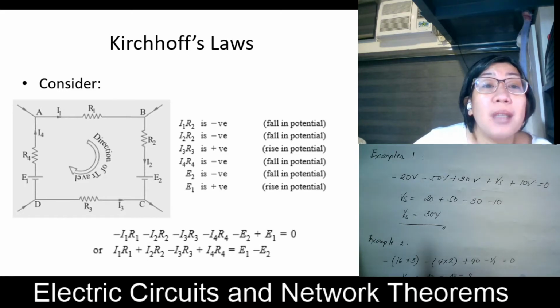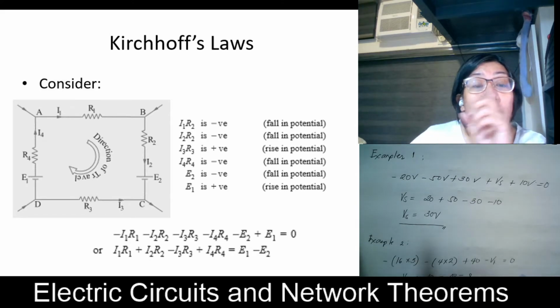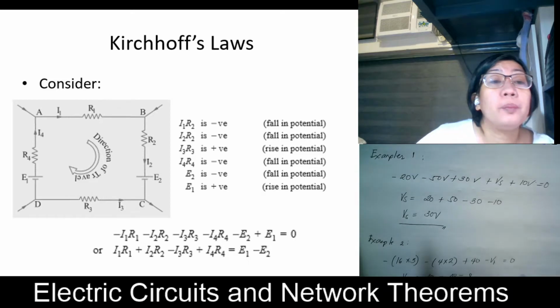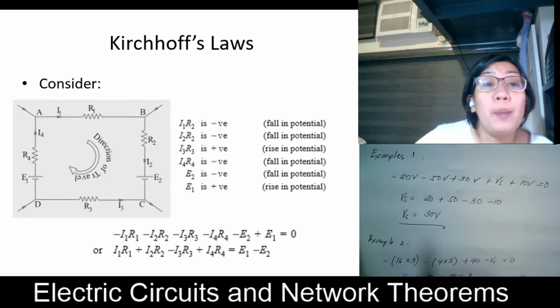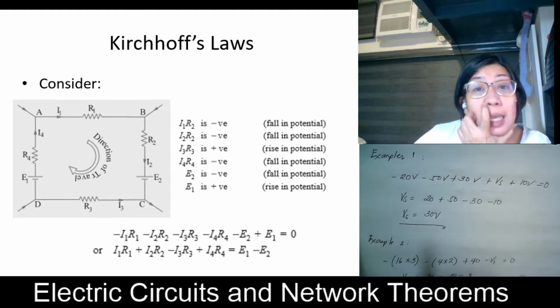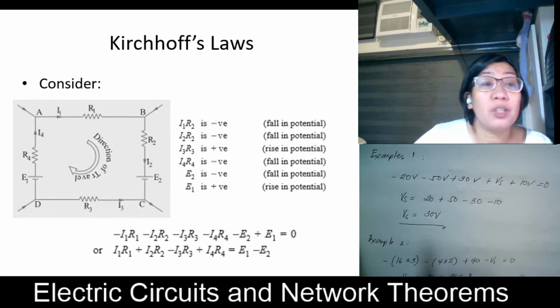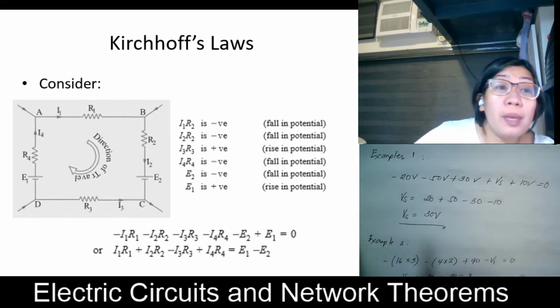So therefore this is I2 R2, minus again. This is negative, a fall in potential. So we have here minus E2. Minus E2 is negative, a fall in potential. Okay? This is the direction of your I3, so it is positive here and negative here. So you have plus I3 R3, that is a rise in potential. E1: from negative to positive, that is a rise in potential.